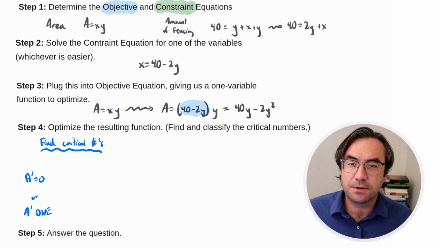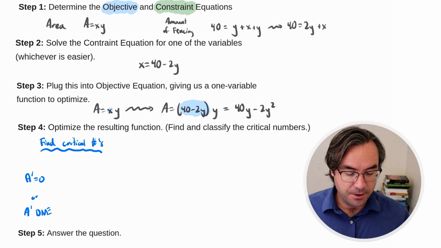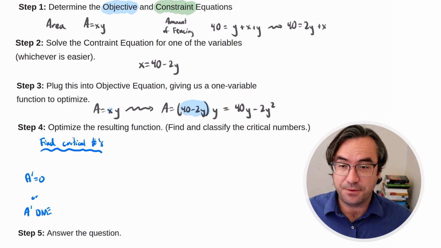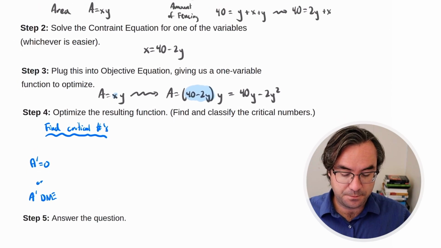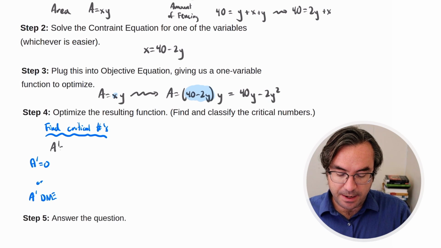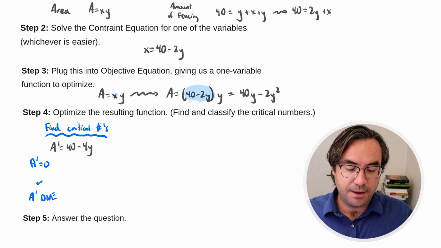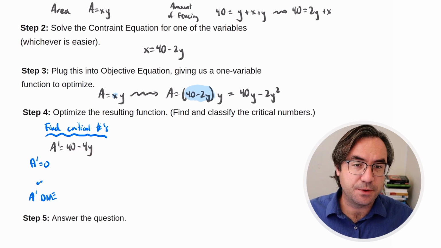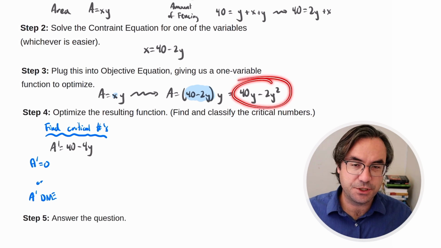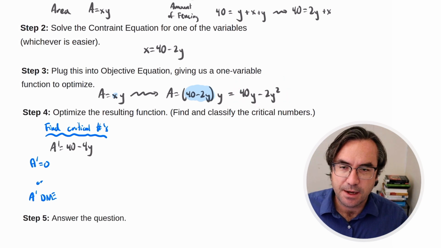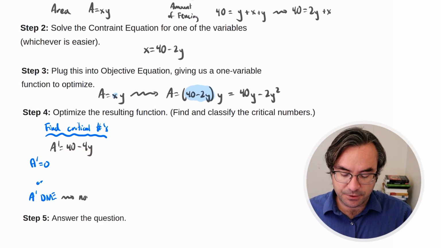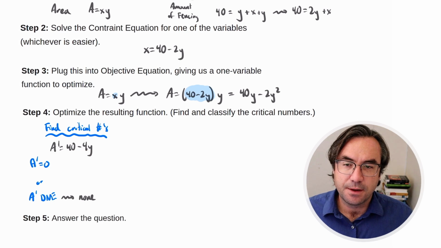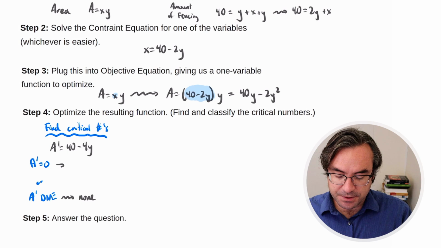All right, so we need to first figure out the first derivative. If we do that, we end up with A prime is 40 minus 4y. And if we're looking, there's no division by 0 here. So we differentiated our A function here. There's no division by 0. There's no negative exponents. So we're not going to have any critical numbers from this being undefined. So then we just set this equal to 0.